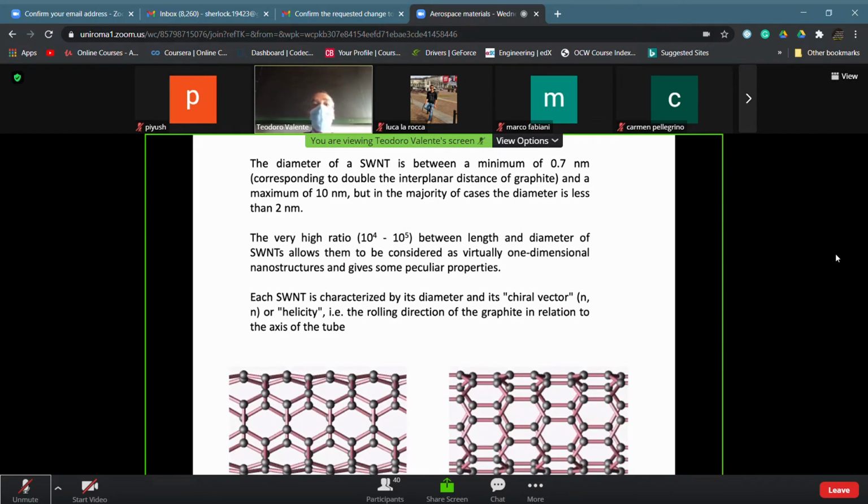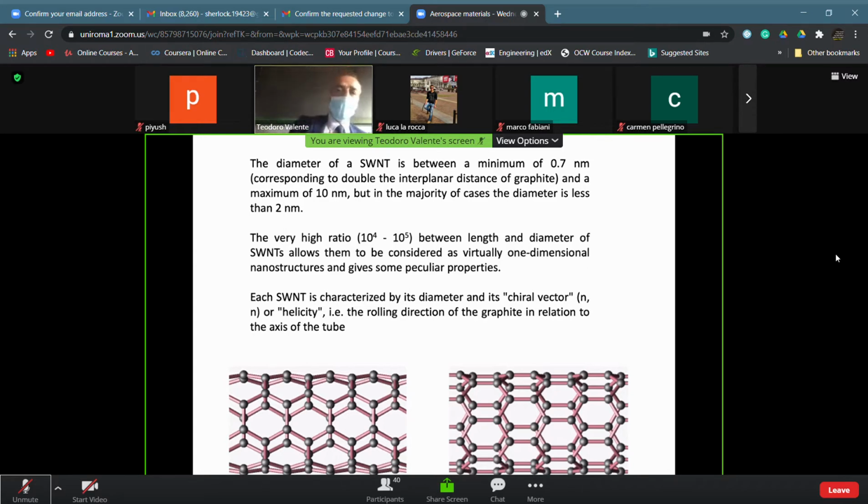Why do we say that they are very small objects? Because, on average, the diameter of a single-wall carbon nanotube is between a minimum value of 0.7 nanometers, so very, very small, which corresponds to double the interplanar distance of graphite, and a maximum of about 10 nanometers. So we are fully in the range that we have defined as a classification for nanomaterials and nanostructured materials.